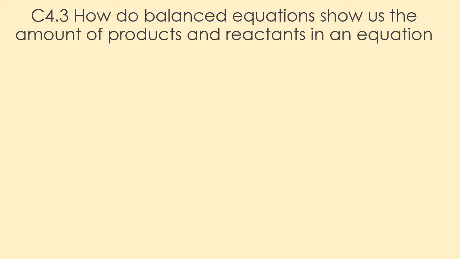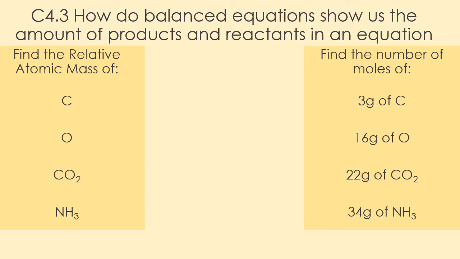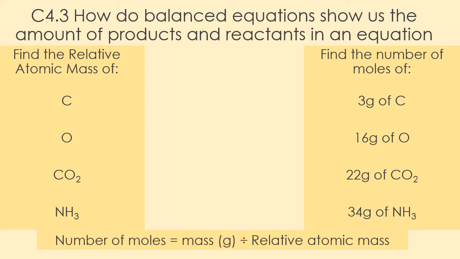Now you'll remember we started this before half term, so we're just going to do a quick do now task just to check you're still on it. So I want you to find the relative atomic mass of carbon, oxygen, carbon dioxide and ammonia, and then find the number of moles of 3 grams of carbon, 16 grams of oxygen, 22 grams of carbon dioxide and 34 grams of ammonia. The equation you might need is at the bottom, which is number of moles is our mass in grams divided by the relative atomic mass. That's the part you're finding out on the left. Pause the video now, have a go at answering it, and then we'll go through the answers.